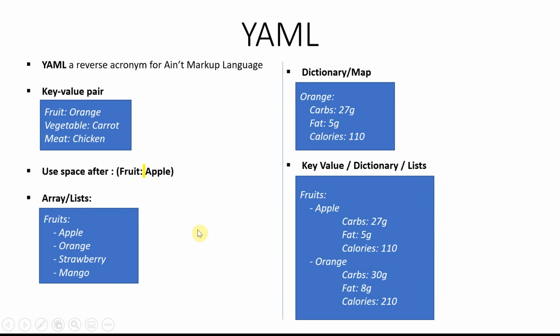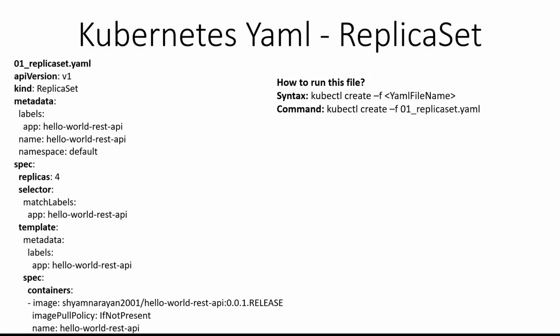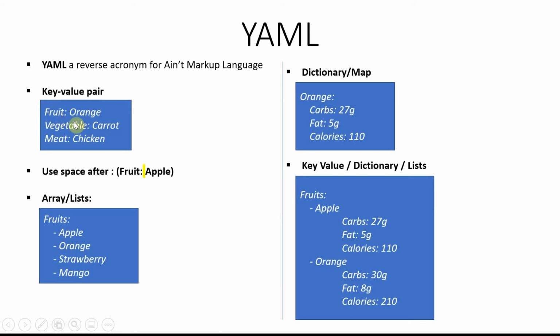And Kubernetes mostly uses YAML as a syntax. Of course, you can use JSON also. Kubernetes supports JSON too, but I think what is mostly used is YAML. So a typical YAML structure, this is how it will look like. For example, this is a key value pair.